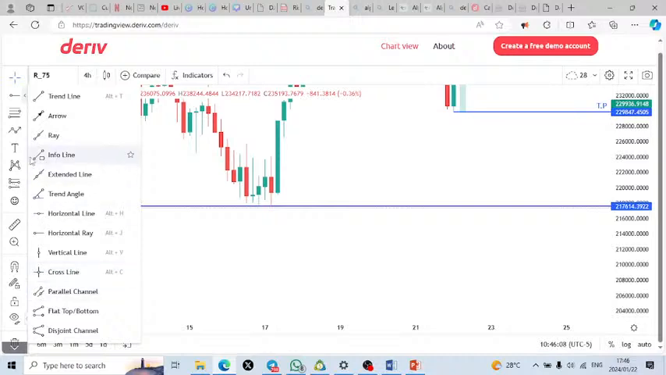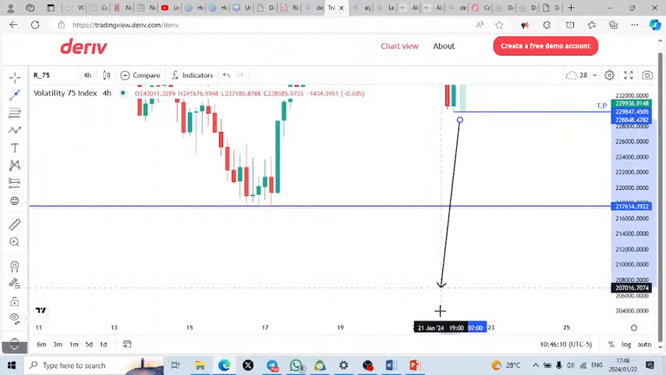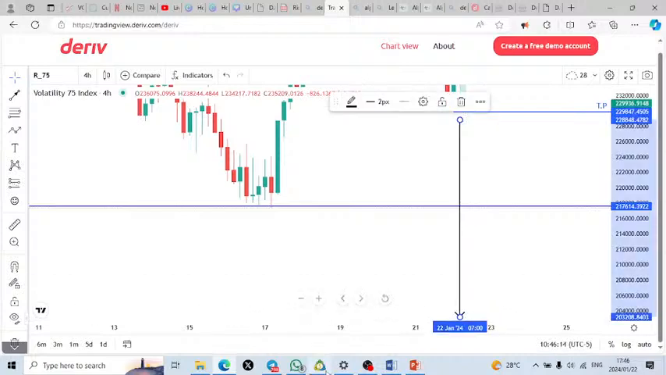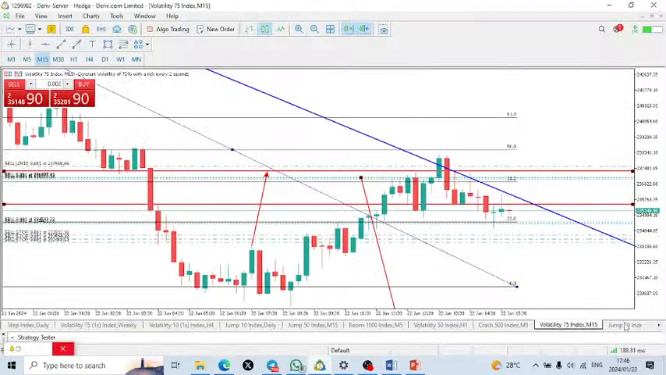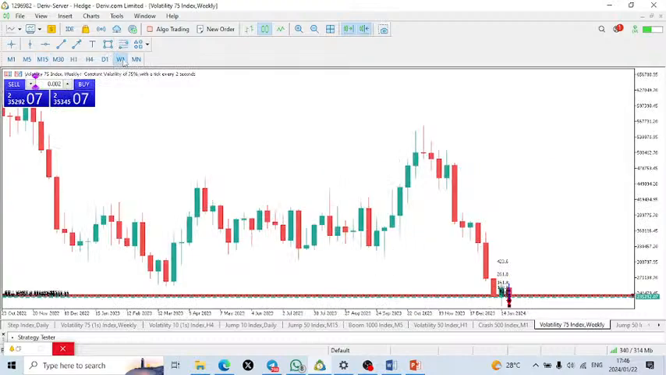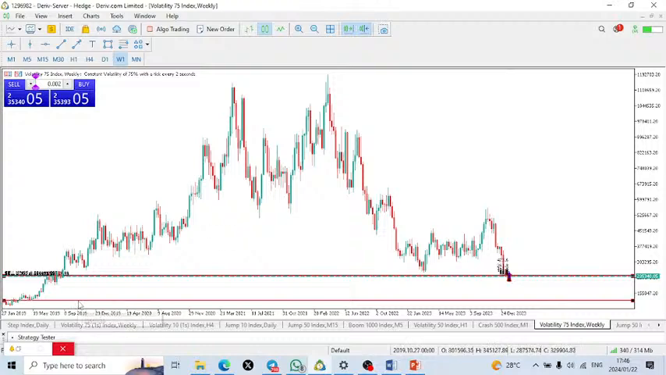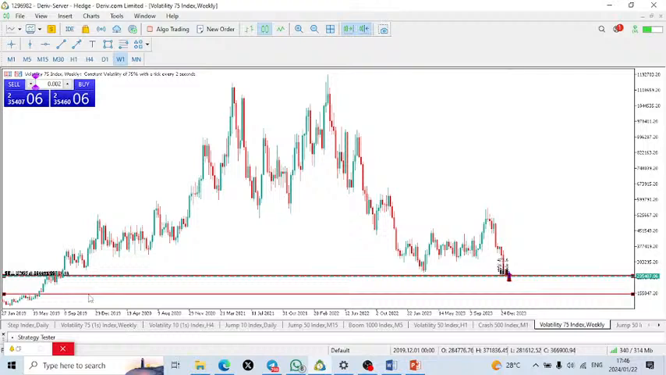It's almost 2 months now since I gave this analysis. Let me just go here and look for a tab where we can see Volatility 75. Okay, if you move to the weekly, I'm anticipating that volatility should continue moving down until it reaches this year.